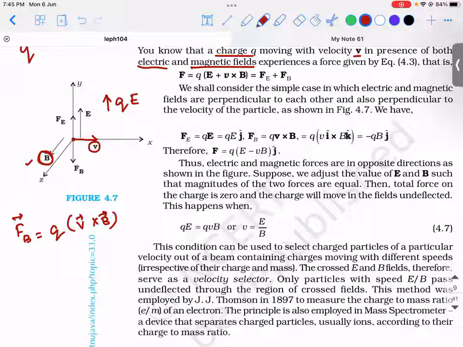So you will get i cap cross k cap, you will get minus j cap. So the magnetic force will be in the downward direction. So if you observe, in a scenario where the electric field is along positive y direction and magnetic field is along positive z direction, and the particle is projected along x direction, that is mutually perpendicular to both electric and magnetic fields, then the electric field, if it is in the positive y direction, the magnetic force will exactly be in the negative y direction.